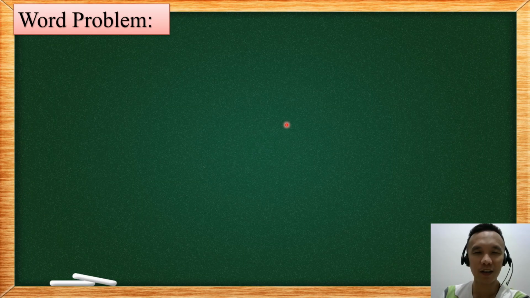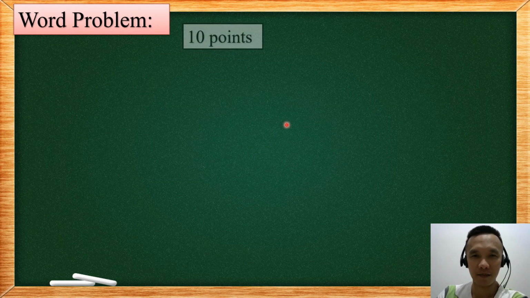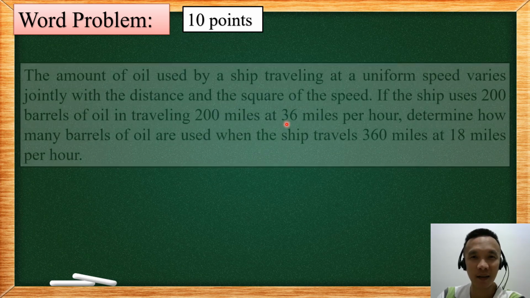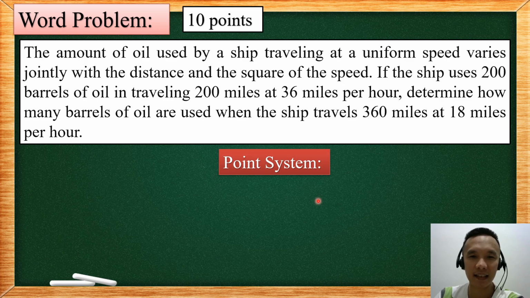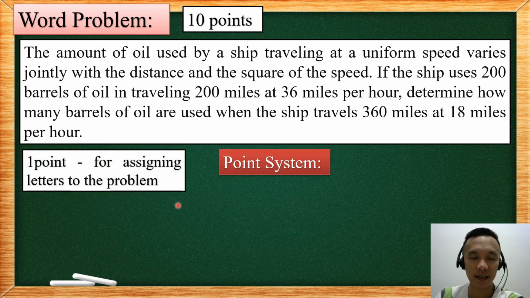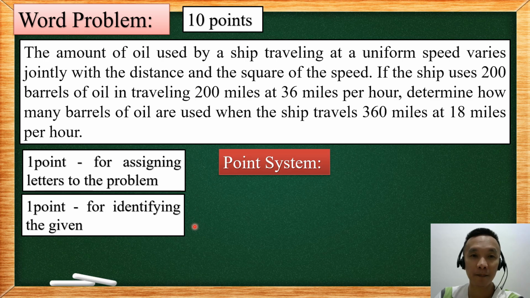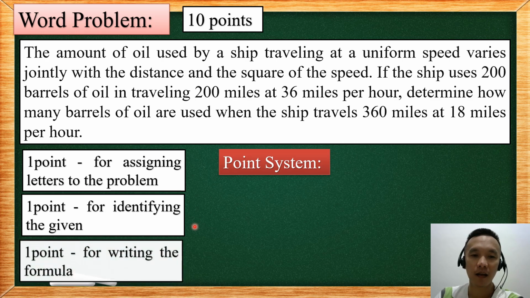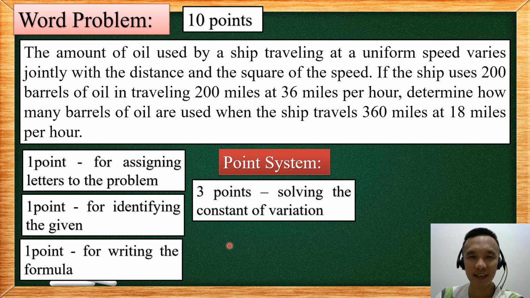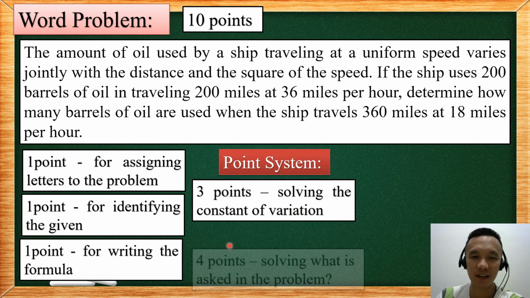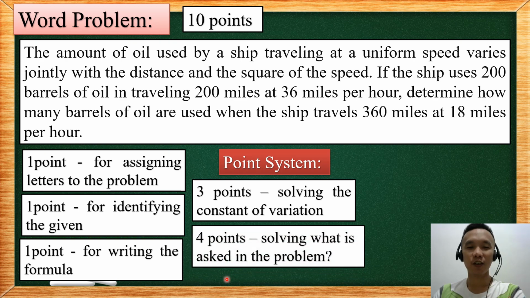So you try also to solve a word problem. So this is equivalent to 10 points. This is how you will get the 10 points. So 1 point for assigning the letters, 1 point for identifying the given, 1 point for writing the correct formula, 3 points for solving the constant of variation, and 4 points for solving what is asked in our problem. So that is our lesson for joint variation.